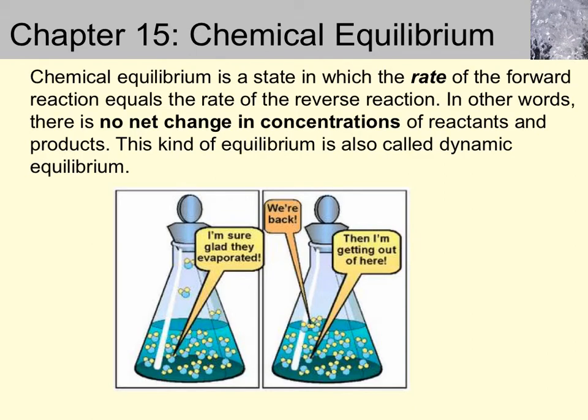This is the first lecture from Chapter 15 about chemical equilibrium. And the first thing to understand is the definition for chemical equilibrium. It is defined as when the rate of the forward reaction equals the rate of the reverse reaction. Equilibrium has nothing to do with the relative concentrations of reactant and product, which is a very common misconception.